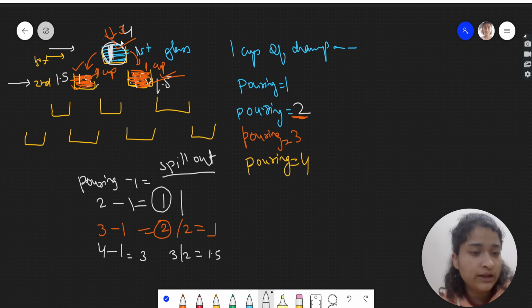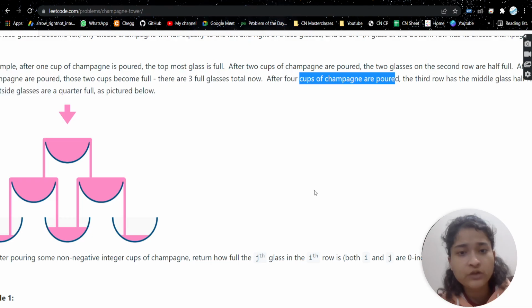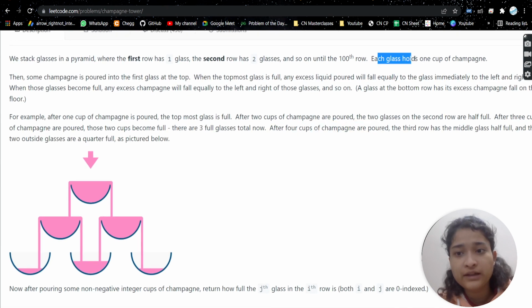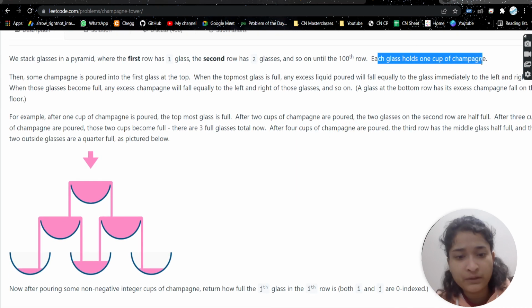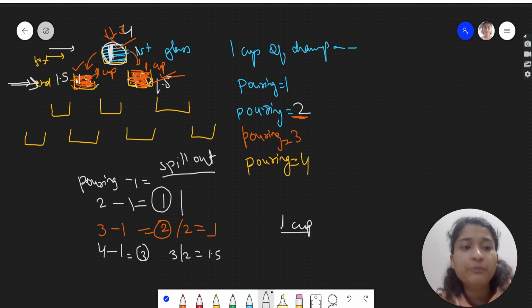Here 1 will be stored and the rest of the 3 amount will spill equally in the left and right. So 3 by 2, 1.5. So 1.5 comes here, 1.5 comes here. Fine. Now we go to the second row. Now we will see this 1.5 is greater than the capacity of this glass. See guys, in this glass we can store only 1 cup of champagne, which was mentioned in the question. It was mentioned that each glass can hold only 1 cup of champagne. But here we are storing 1.5.